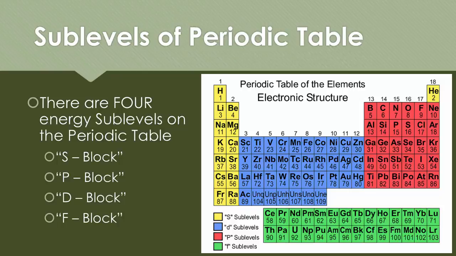Okay, so there are 4 energy sublevels on the periodic table. They're called S block, P block, D block, and F block. These represent different locations where electrons can occupy.